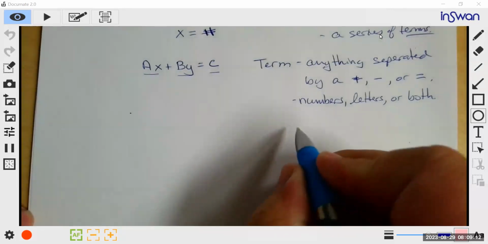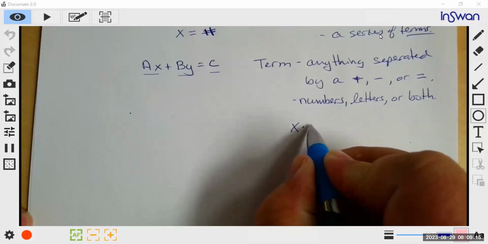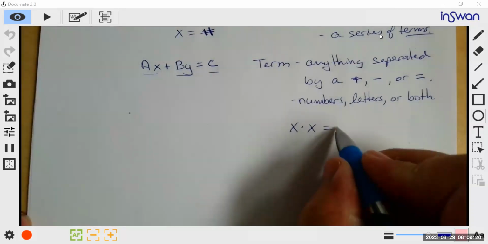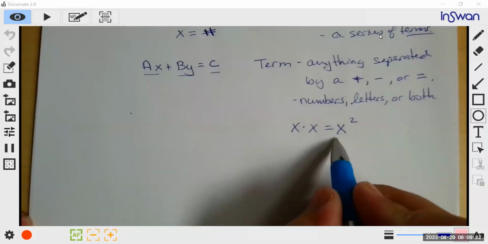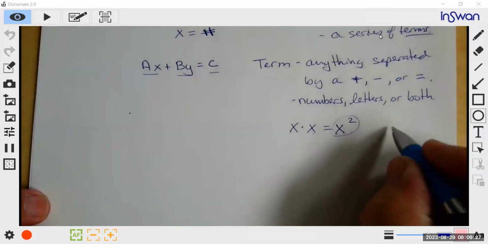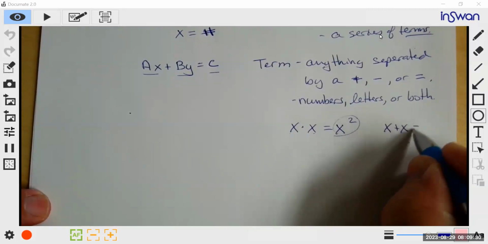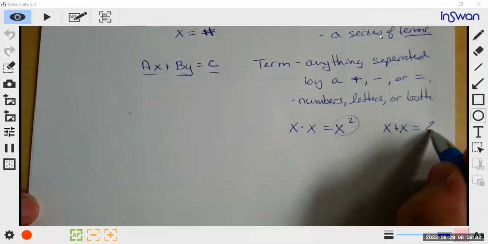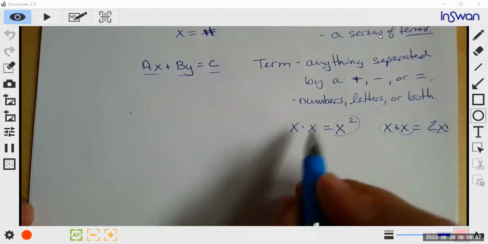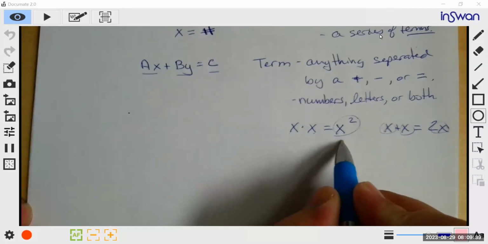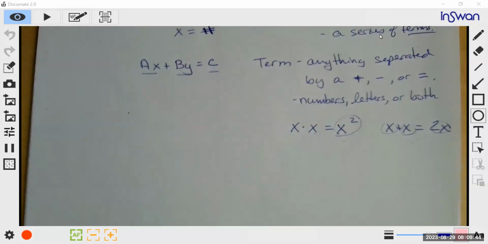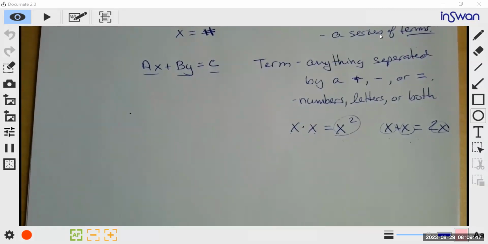For example, if I had x times x, what does that equal? X squared. It's no longer the same as my entry points. But if I had x plus x, what does that equal? 2x. My x's are still the same. This is like apple times apple equals a super apple, or apple plus apple is 2 apples. So it changes the shape of the term.